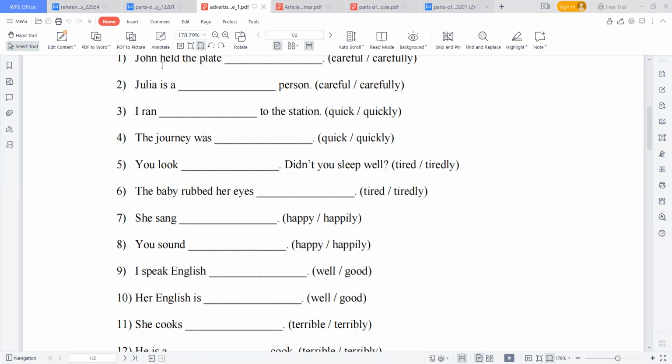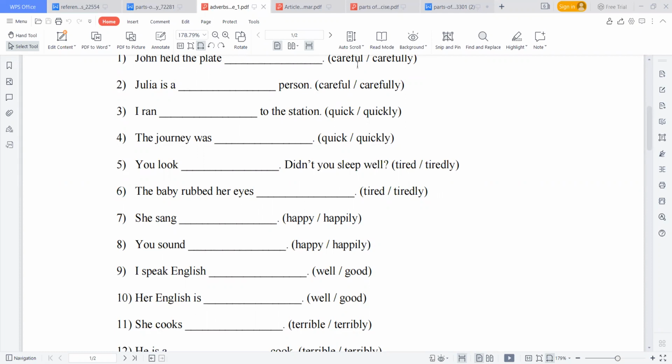Ma'am, careful is adjective. No, all ly words are adverbs. Just note it down. And an adverb describes a verb only. So John held the plate dash. How did John hold the plate? The focus is all about held. How John held the plate.